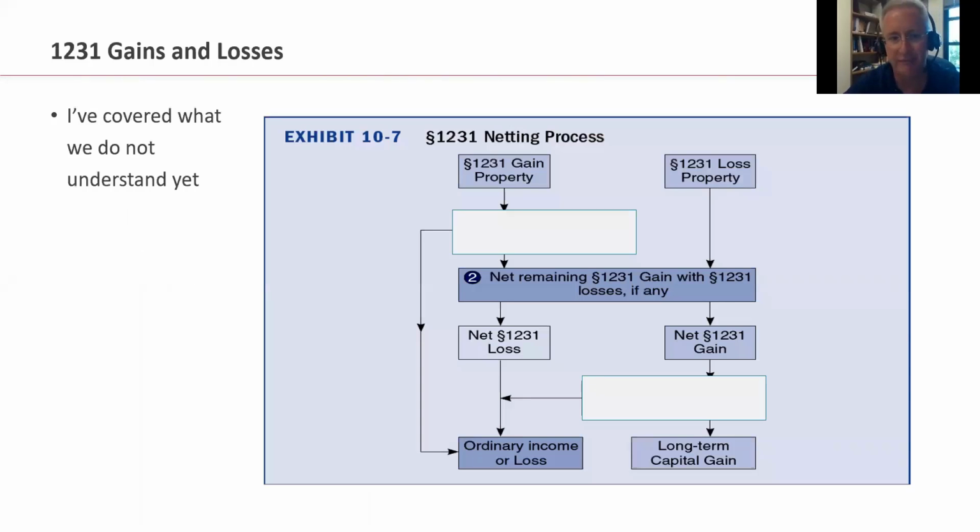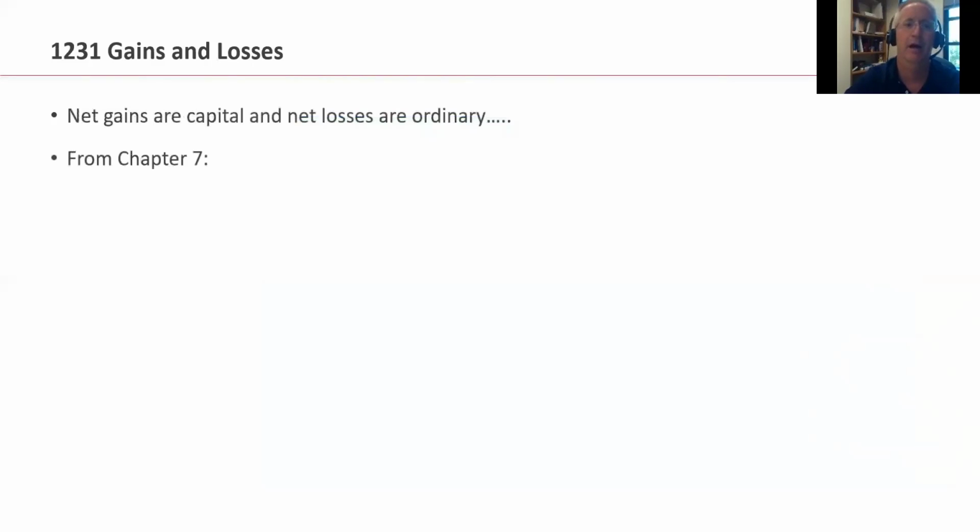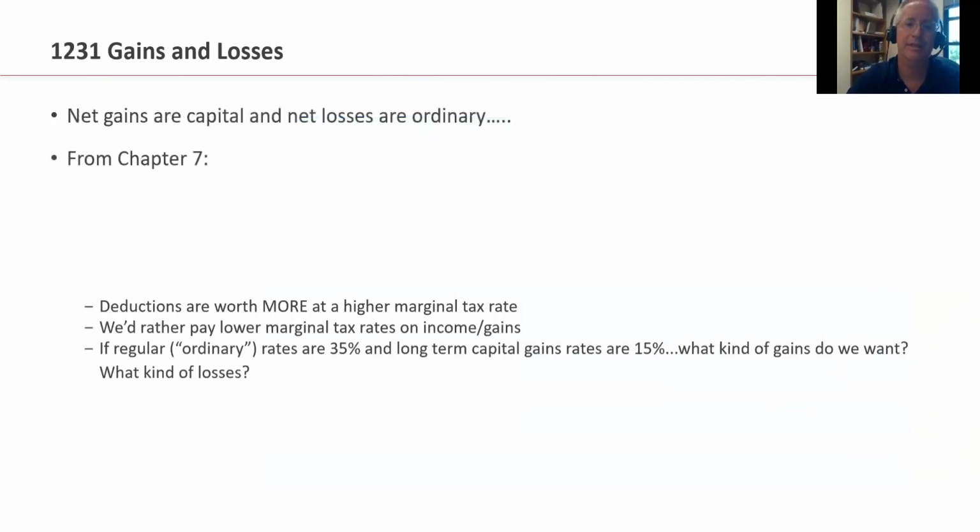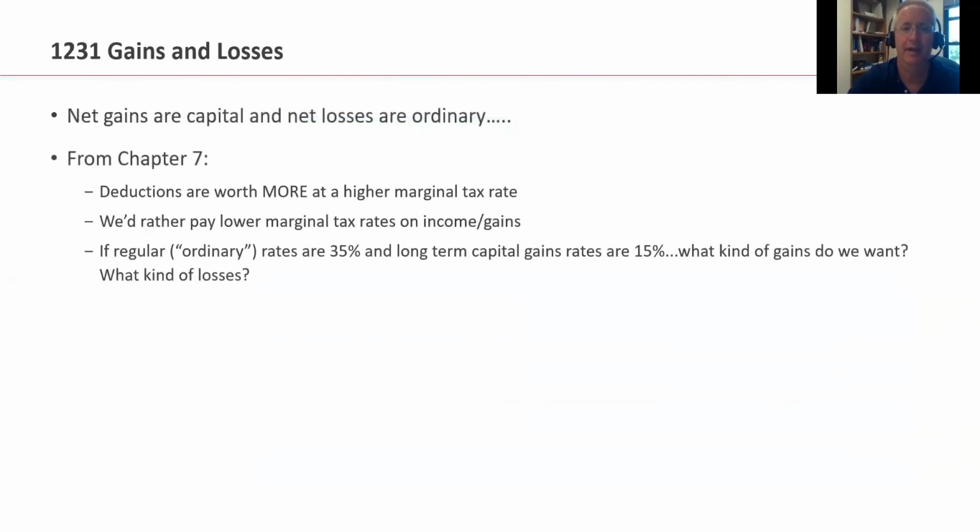So this is a chart from your book. I've covered up what we don't quite understand yet, but you could see the whole thing if you wanted to. So I calculate, for example, on the left, a 1231 gain. I calculate on the right all my 1231 losses. I net them together, right? If I end up with a net gain, it's a long-term capital gain. If I end up with a net loss, it's an ordinary loss. All right. This is from chapter 7. Net gains are capital, net losses are ordinary.